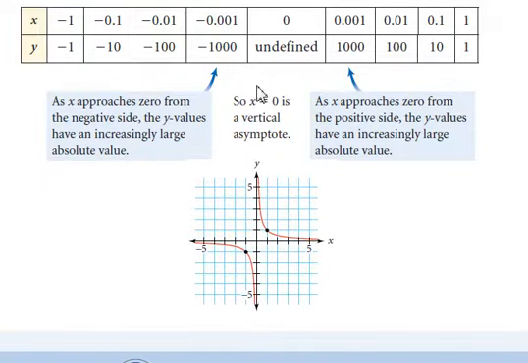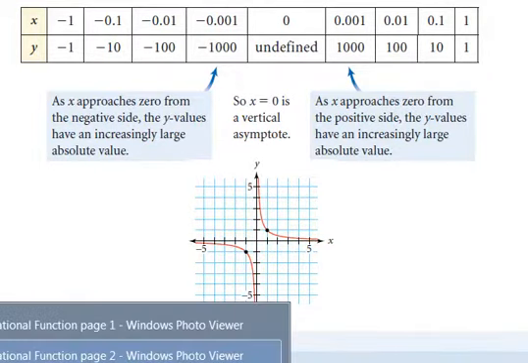Well, if you look at a table and you look at small numbers, as x goes from negative 1 and from 1, approaching 0 and getting closer and closer to 0, we can see that for the function 1 over x, as the denominator gets really small, y gets really large. So from the negative side, you get approaching negative infinity, and from the positive side, you get going up to positive infinity.